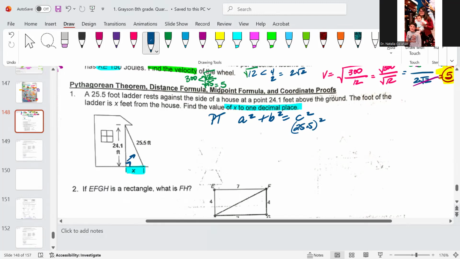The longest side, 25.5. Also opposite a triangle, right? Yes. A and B are just the short legs. It doesn't matter which one you want to do. You could do x as the a squared, okay, and b squared. We do 24.1 squared, right? You can use a calculator. You said, yeah, scientific calculator.